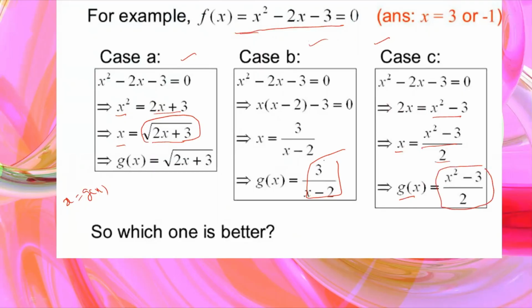So here g of x is 3 by x minus 2. Here g of x is root 2x plus 3. Here g of x is x square minus 3 by 2. So three types of g of x you are taking.